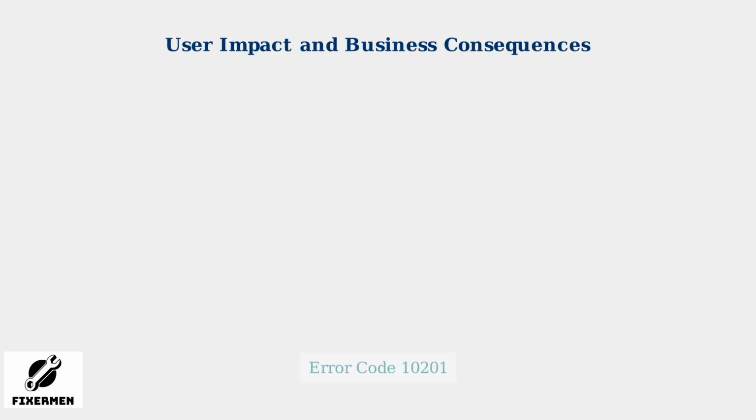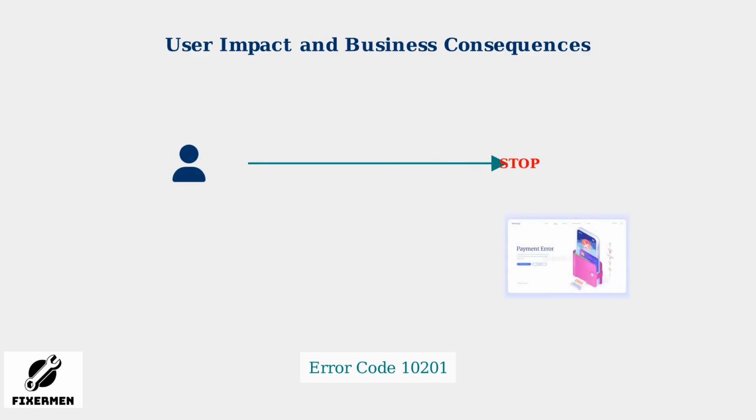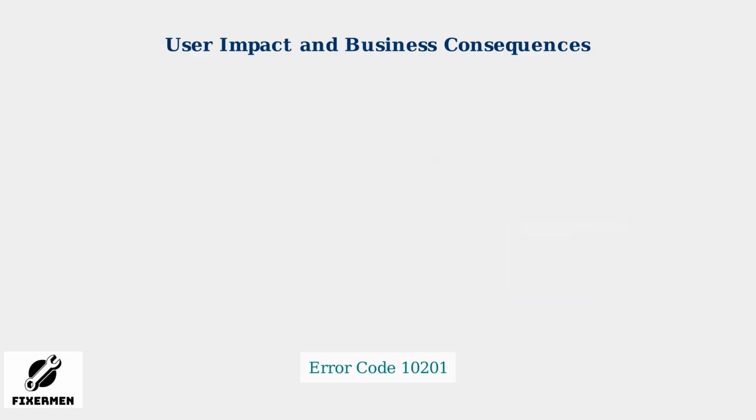PayPal error code 1del201 has significant impacts on both users and businesses. For individual users, this error immediately stops transactions in progress, requiring them to take manual steps to resolve the issue before they can complete their payment.